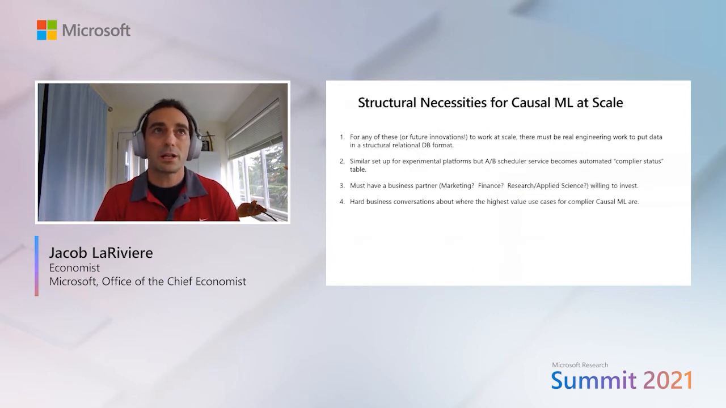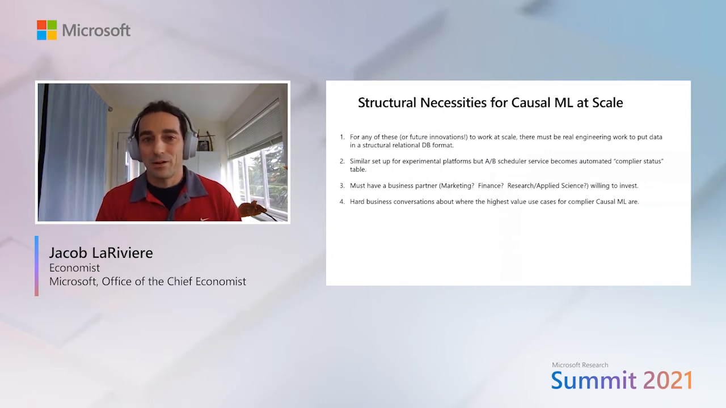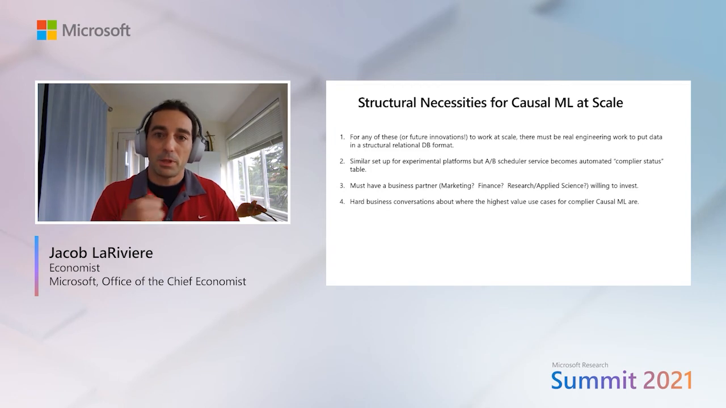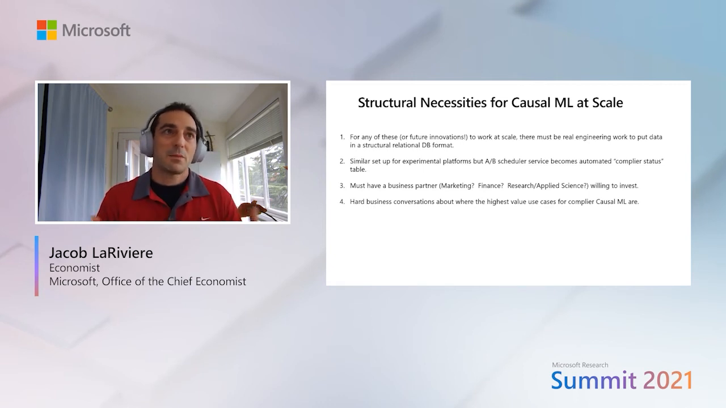So finally, really quick, wrapping up. If something like this were to work at scale to assess, say, the causal effect of compliance on usage of an app or on downstream revenue, for any of this to work at scale, there's got to be real engineering work that goes in. I can imagine something similar to an experimentation platform where there's an A/B scheduler that can be automated. But here you're going to be looking at complier status.